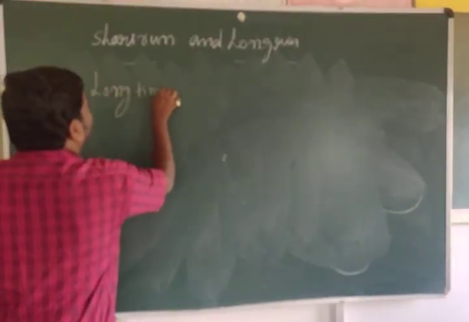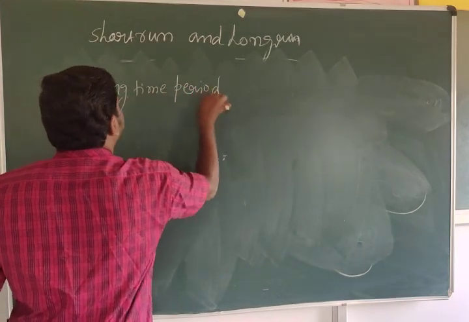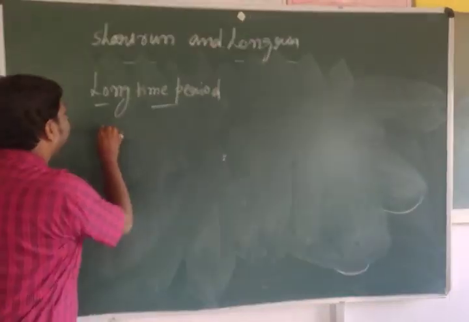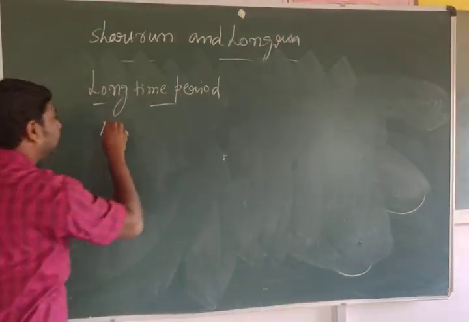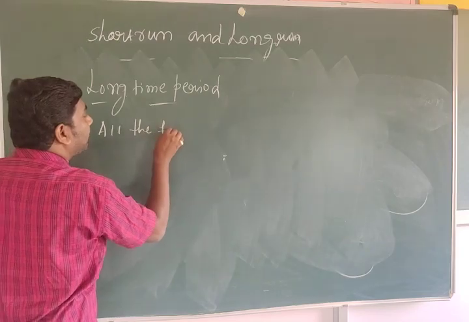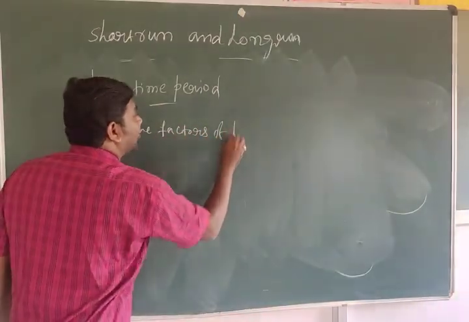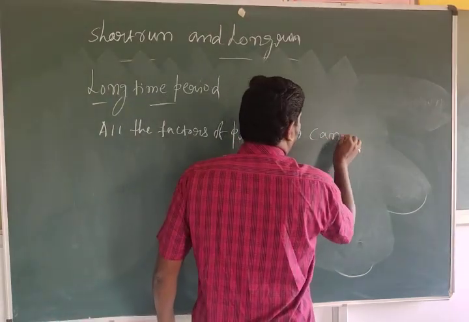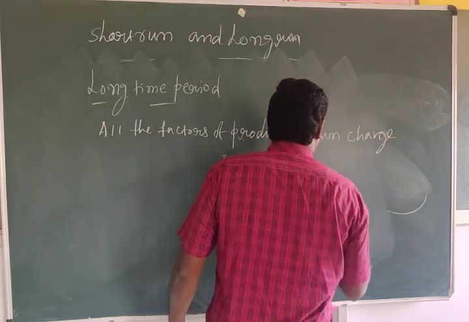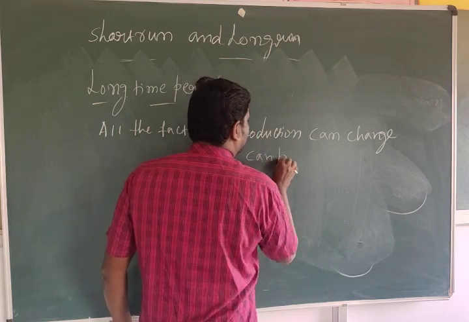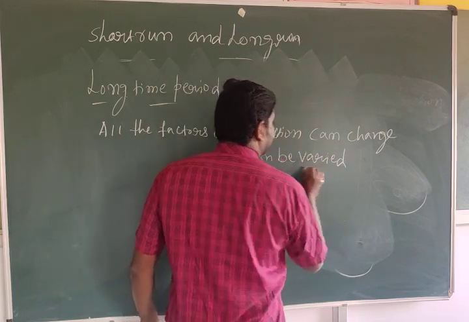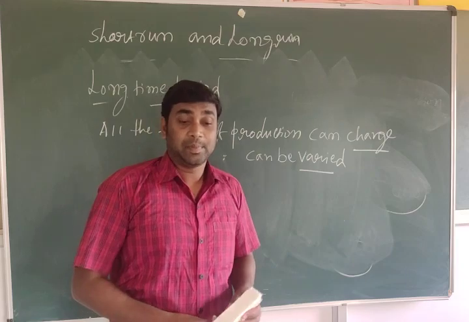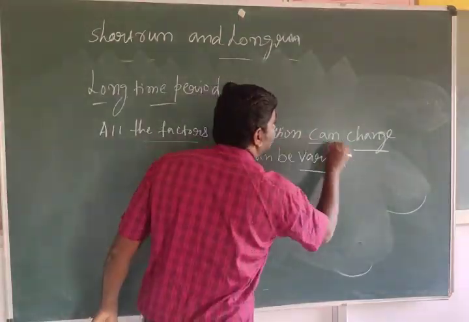Long run means a long time period, maybe years, 5 years or 10 years, like this. So in this long run, all the factors of production can change or can be varied. Okay, in the long run, we can say like that. In the long run, all the factors of production can change.